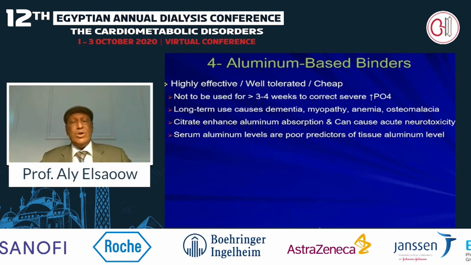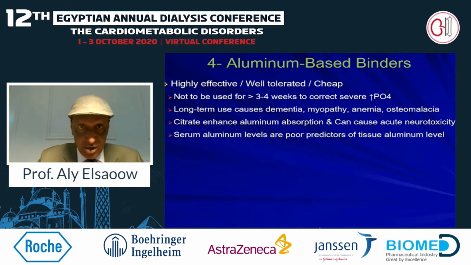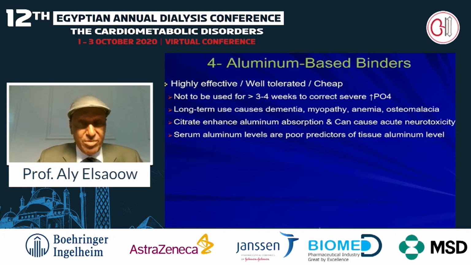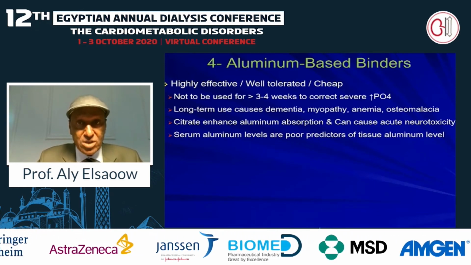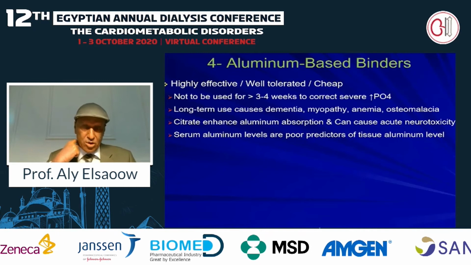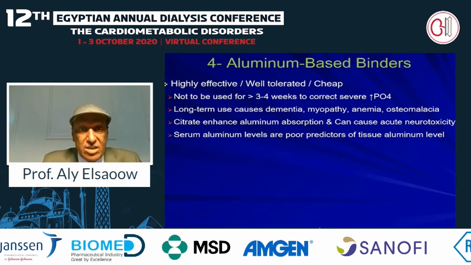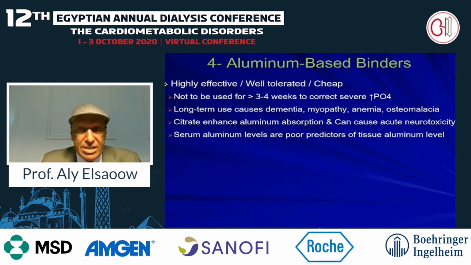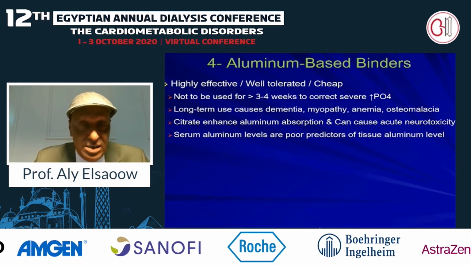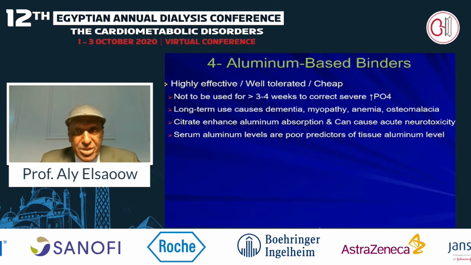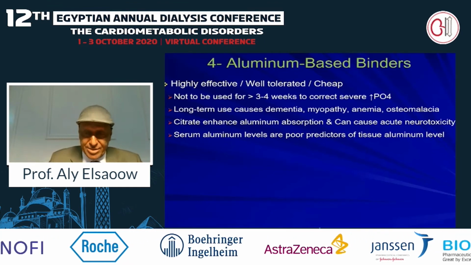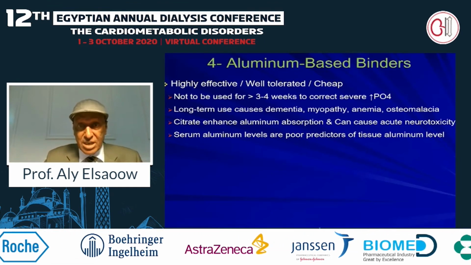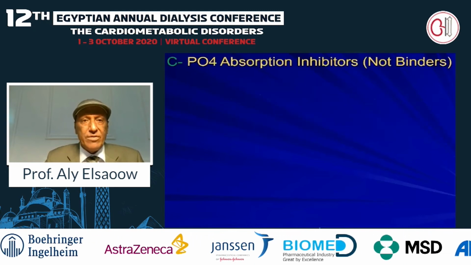Aluminum, we all know that it's highly effective, well tolerated, and cheap, but should not be used for more than a few weeks to correct severe hyperphosphatemia because of the long-term use effects on bone, brain, muscles, and blood, causing dementia, myopathy, anemia, and osteomalacia. The serum aluminum levels are poor predictors of tissue aluminum level.